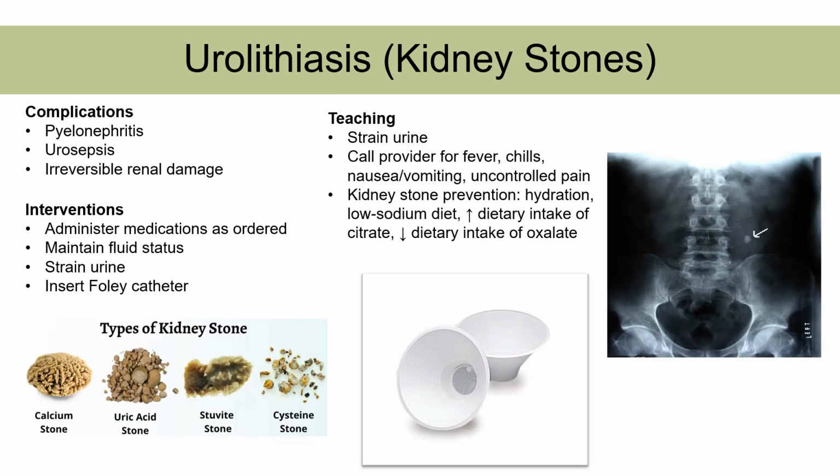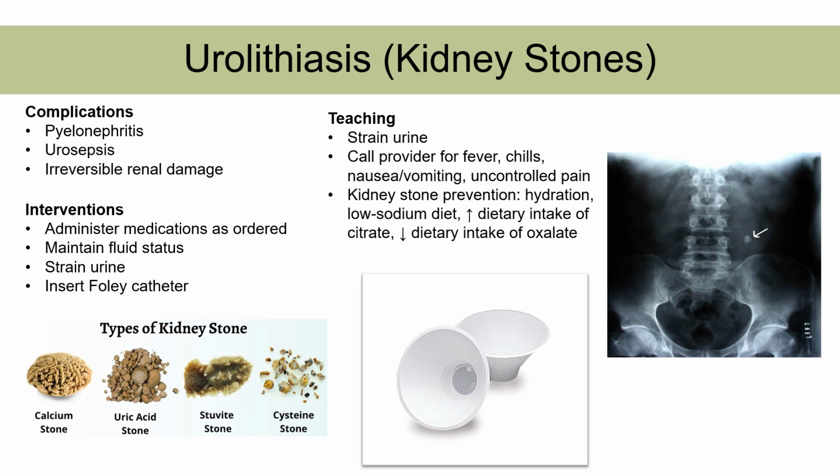So complications: pyelonephritis, that is the actual kidneys are infected, urosepsis, so that bacteria travels to the blood, and irreversible renal damage. So those are the things that we want to avoid. So interventions, remember pain is associated with this, so pain is going to be one of our priorities. Maintain fluid status because our kidneys are compromised, so we want to make sure that they are excreting enough urine and the patient is drinking enough fluids, or maybe they need it through the IV.